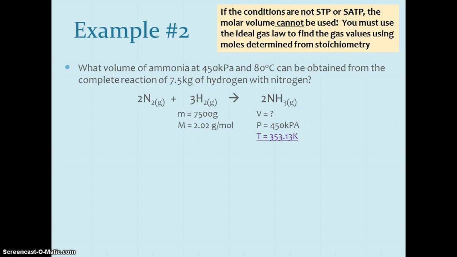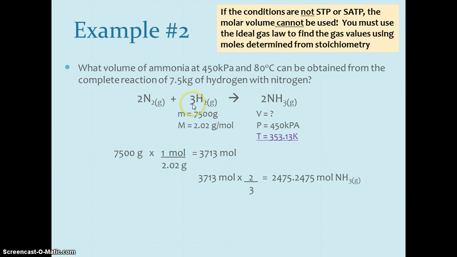We start off with our balanced chemical equation. We've got 7,500 grams of hydrogen, molar mass of 2.02 grams per mole, and we're looking for the volume of the ammonia, pressure and temperature given. We're going to take the mass of hydrogen given and find the number of moles, 3,713 moles. Using the 2 to 3 ratio, we're looking for ammonia. We have hydrogen. We find that we are going to produce 2,475 moles of ammonia.